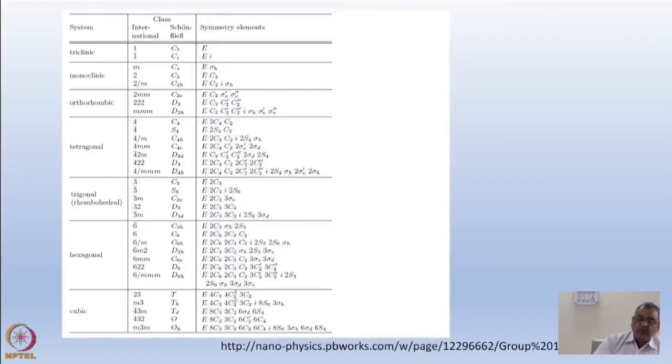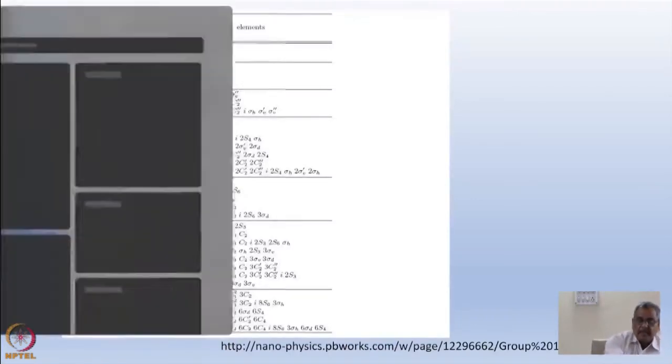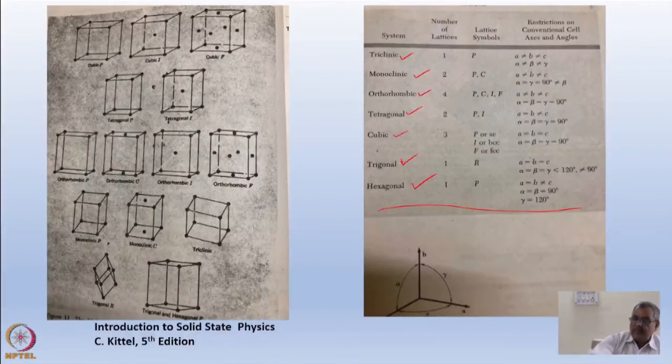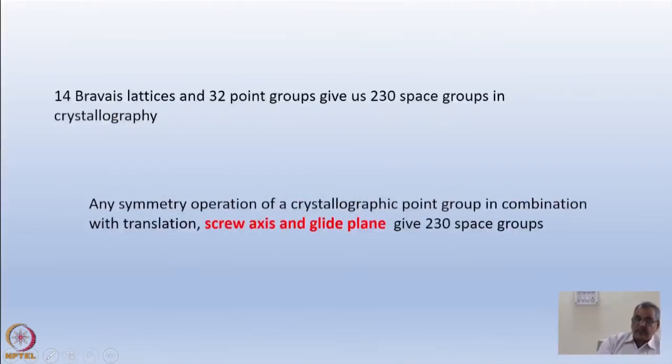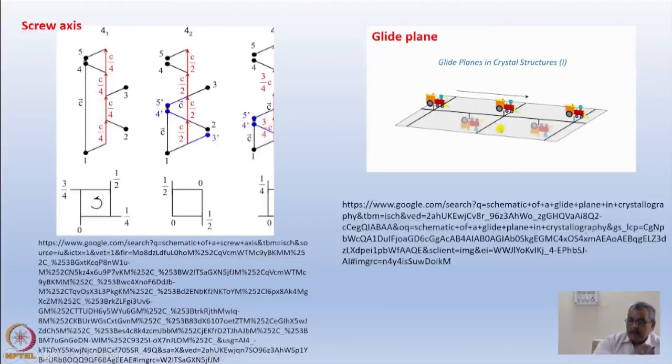So I have told you about the 14 Bravais lattices. These are the 14 Bravais lattices, given here, and the 32 point groups. This together with two more things, 14 Bravais lattices and 32 point groups, gives us 230 space groups in crystallography. There are two more symmetry operations I need to tell you. With translational symmetry, we have something called screw axis and glide planes. So it is not just point groups and 14 Bravais lattices, we also have to consider screw axis and glide planes. What are they? I'll just quickly tell.